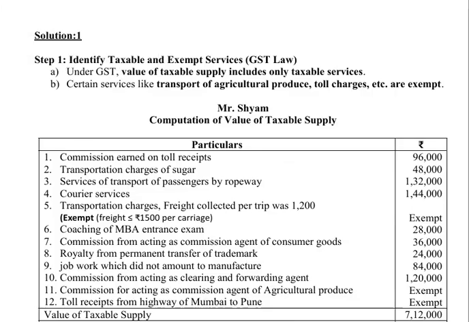The solution will be, first of all, we have to identify which are the information or transactions that are taxable and exempt service under GST law. Under GST, value of taxable supply includes only the taxable services. And certain services like transport of agriculture produce, toll charges, etc. are exempt.